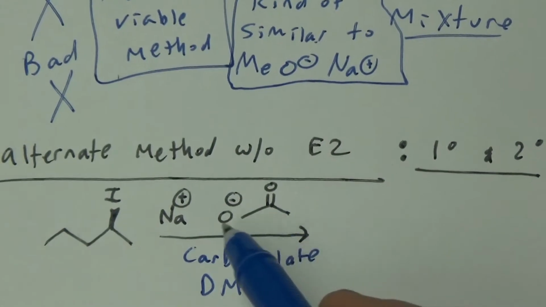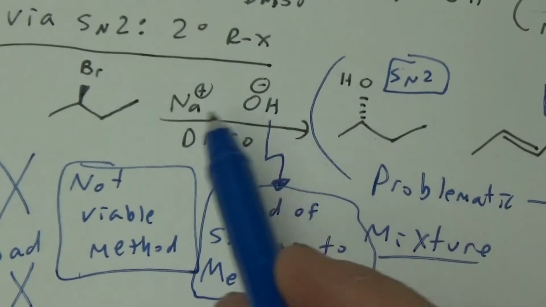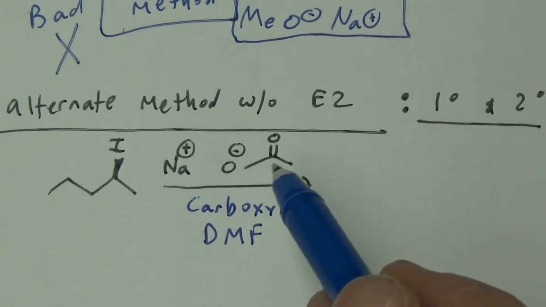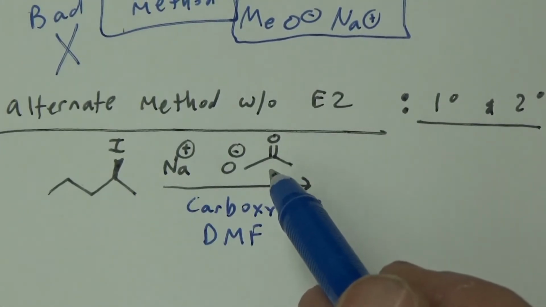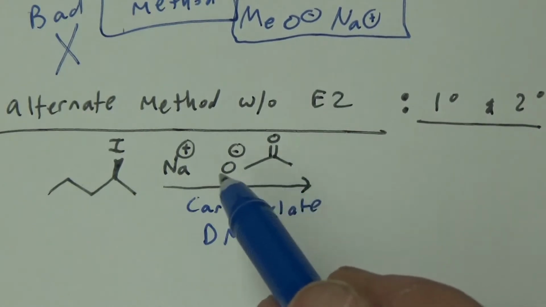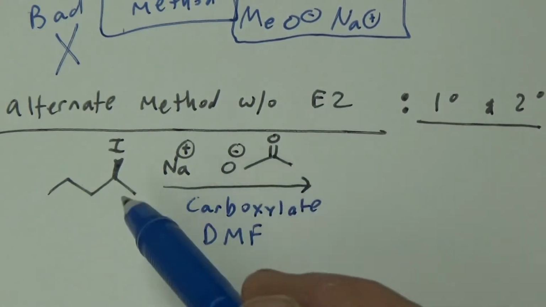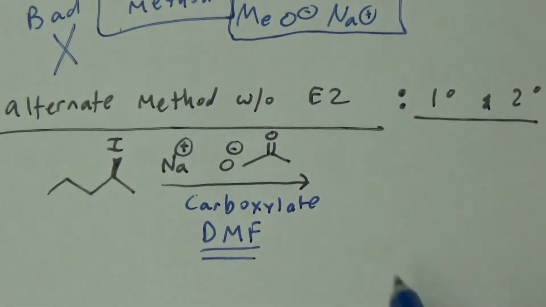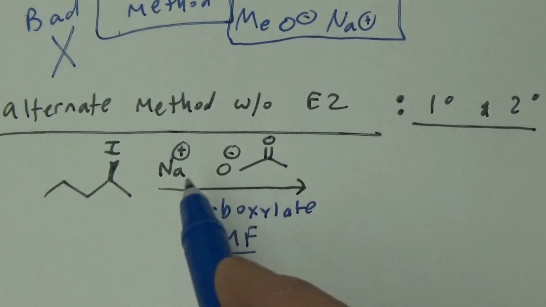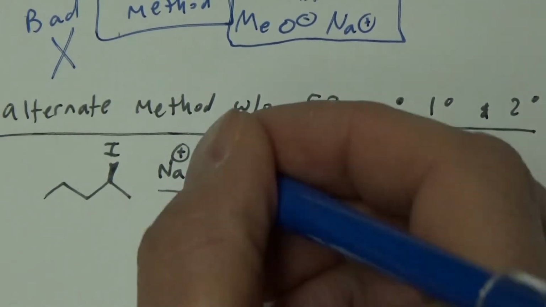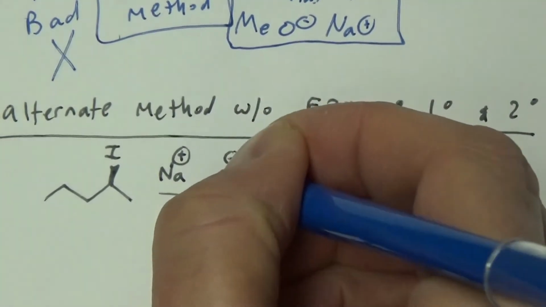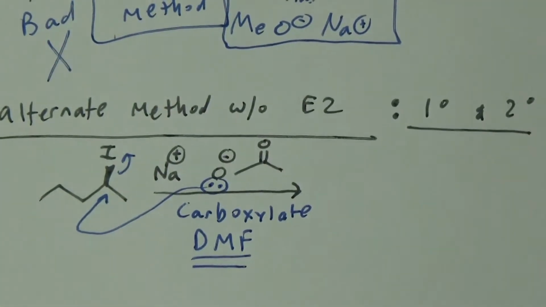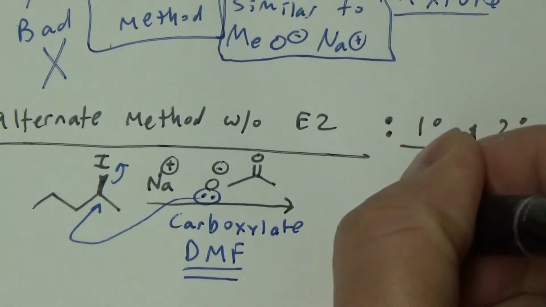Okay, is this basic? No, this is a gazillion times less basic. This is very non-basic. A great nucleophile, not basic. When you have a really good nucleophile that's not basic, and maybe a secondary substrate, and DMF as your polar aprotic solvent, this is a very easy reaction. This is a simple SN2, right? No elimination, no E2. So you get a nice conversion to the SN2 product.